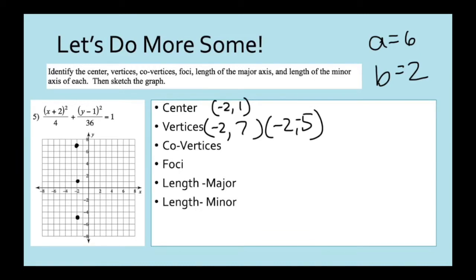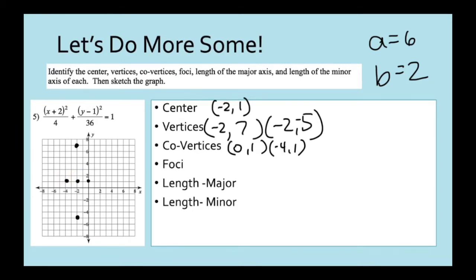My co-vertices are 2 to the left and to the right. We got the 2 from the b value, and it's under the x, and the x goes left and right. So we're going to go 2 this way and 2 this way. Let's write those ordered pairs now for those co-vertices. This first one is at 0, comma, 1. And the other one is at -4, comma, 1.